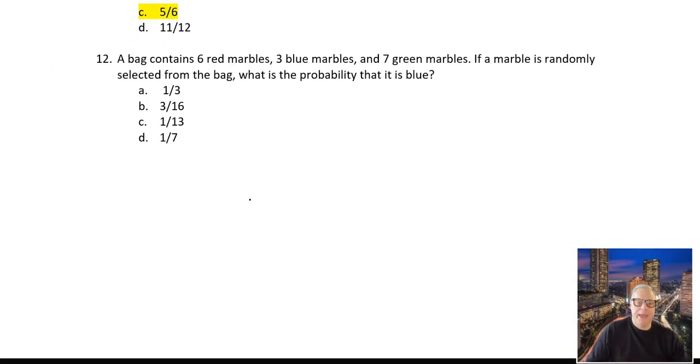Okay, so a bag contains 6 red, 3 blue, and 7 green marbles. If a marble is randomly selected from the bag, what's the probability that it's blue? So there are 3 blue over 6, 9, 16. So 3 over 16.